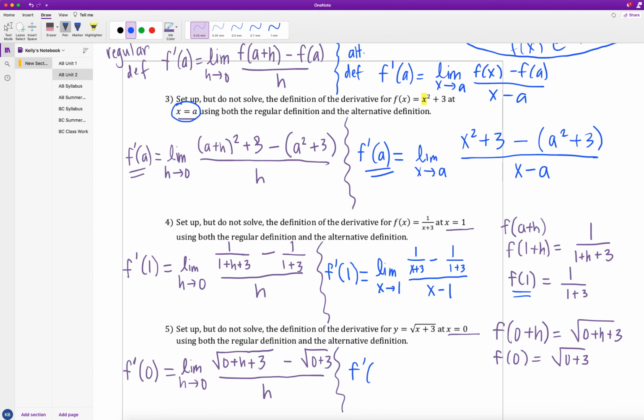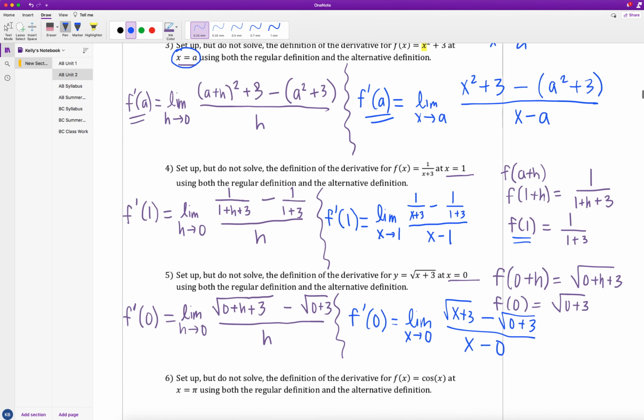The alternative definition, we're also finding f prime of 0, but this time we're looking at the limit as x approaches 0, since our a value is 0. So both of these look very similar since our limit's approaching 0, but the setup will be a little bit different. We have that f of x, so that square root of x plus 3, minus the f of a, which is our f of 0, so the square root of 0 plus 3, all over x minus 0. And I know that can be simplified down a lot more, but I really want us to see where each of these pieces is coming from. So we have one more example in this section.